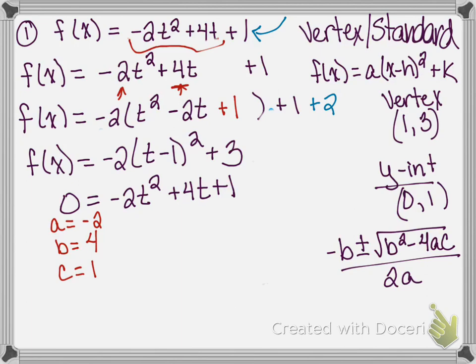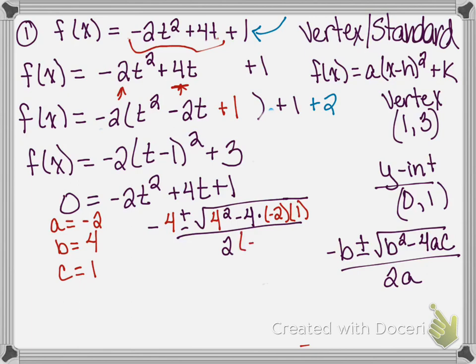Okay? So now I'm going to plug this in. So I have negative 4 plus or minus b, which is 4 squared, minus 4 times a times c. And all of that is over 2 times a. Now, my red is what I am plugging in. My purple is the original part of the quadratic formula. So the red is what I plugged in right here.